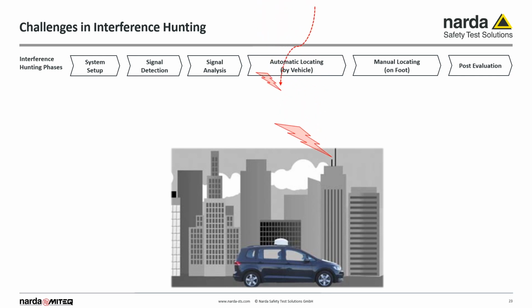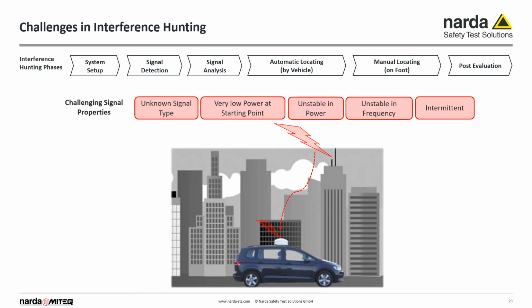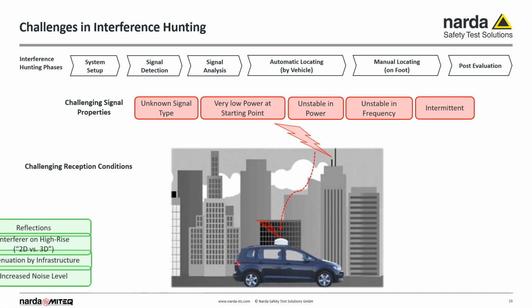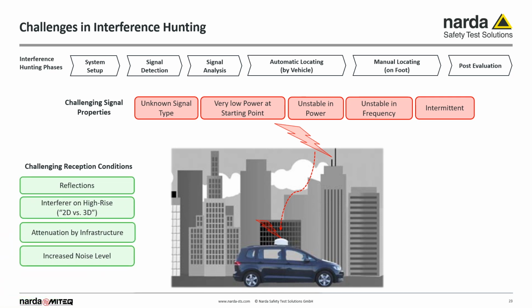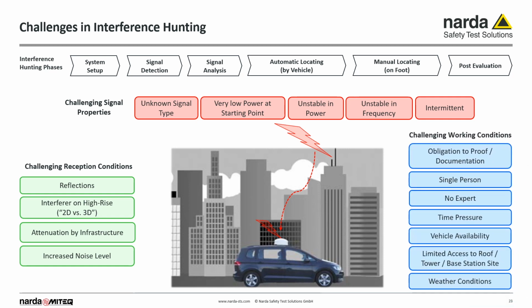Starting an interference hunt is never easy. Many times we see ourselves not only confronted with technical challenges, but with organizational challenges too, which distribute over multiple phases in our hunt. From where we start an interference hunt, the signal of interest will most likely be very weak and unstable in power and possibly even in frequency.